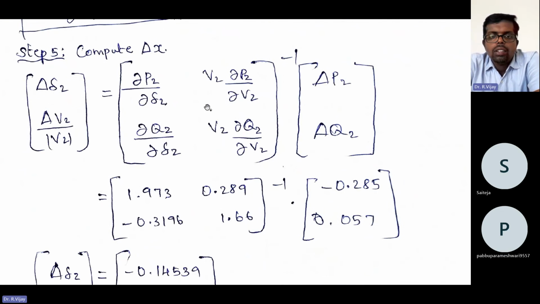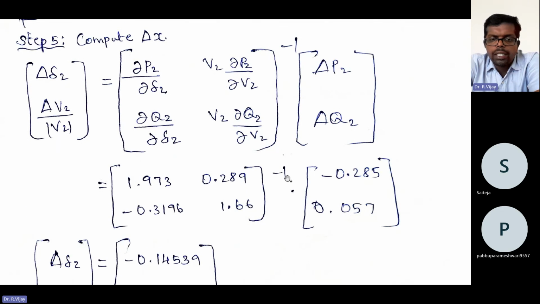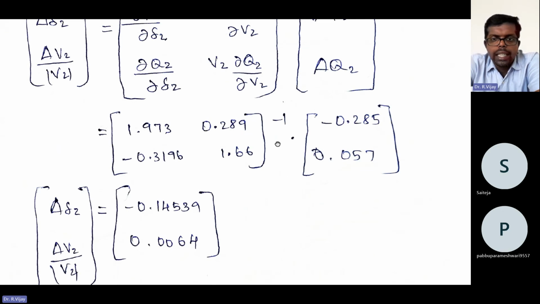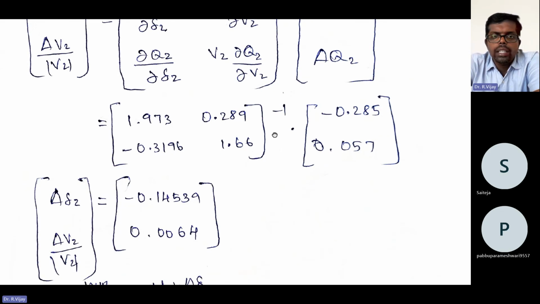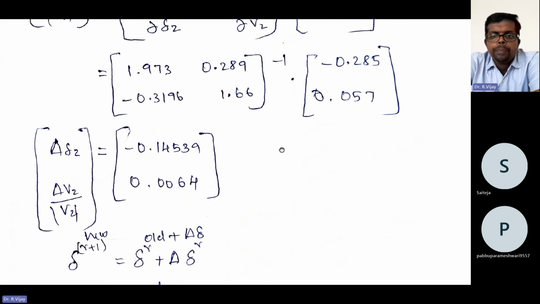So this value we already calculated, just substitute the inverse. You know how to find the inverse: A inverse is 1 divided by modulus of A into adjoint of A. I think up to a 2 cross 2 matrix you can directly do it with your scientific calculator. For a 3 cross 3 matrix you need to calculate individually. So calculate this inverse matrix, then multiply, and you'll get the answers.